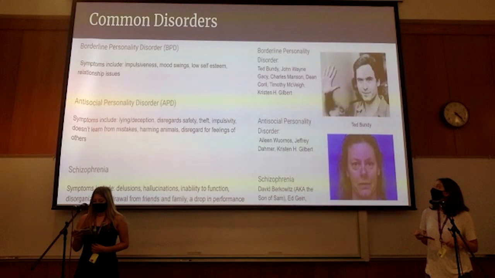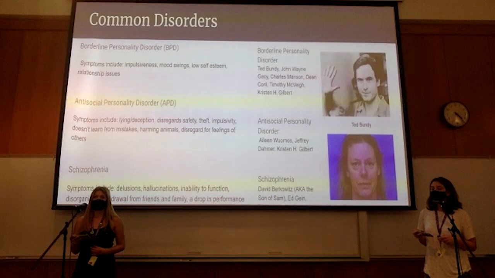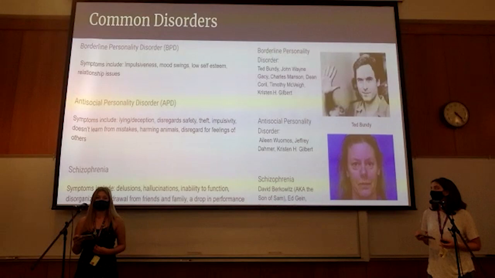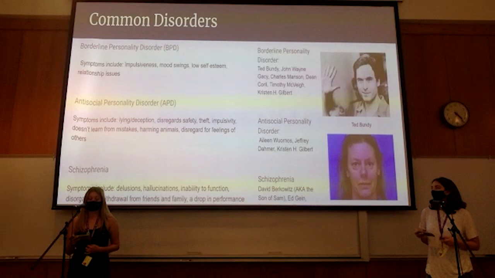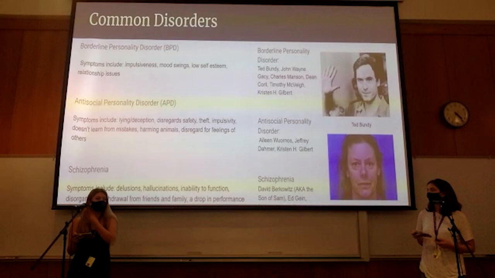The second one is antisocial personality disorder, which can include lying, disregard for safety, disregard for feelings of others, theft, impulsivity. And some serial killers who were diagnosed with this are Eileen Wuornos and Jeffrey Dahmer. And the third one is schizophrenia, which can include delusions, hallucinations, the inability to function, withdrawal from friends and family, and isolation. And some killers who were diagnosed with this were David Berkowitz and Ed Gein.